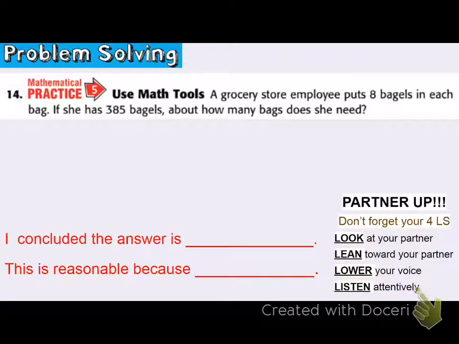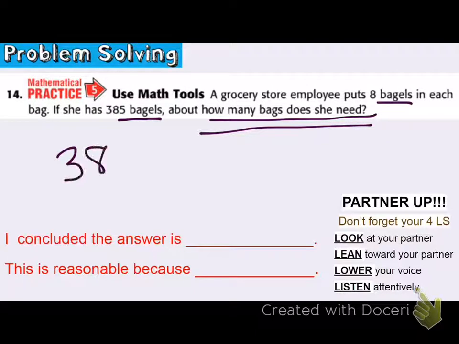All right, problem solving. A grocery store employee put 8 bagels in each bag. If she has 385 bagels, how many bags does she need? So she has 385 total bagels. She puts 8 in each bag. So we're going to put 385 into groups of 8 because each bag holds 8 of them. Okay, I need to know how many bags she will need for all of those bagels.